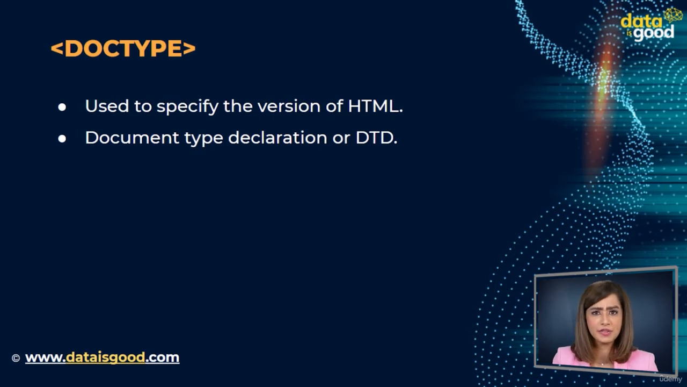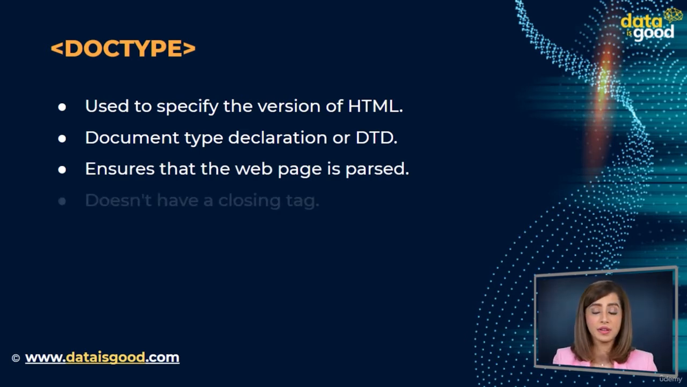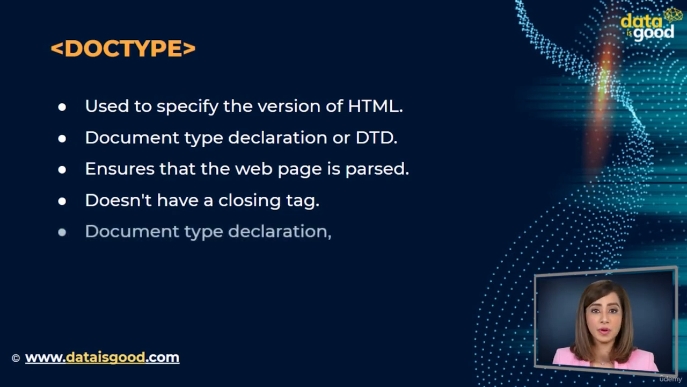The doctype declaration is an instruction to the web browser about what version of HTML the page is written in. It ensures that the web page is parsed the same way by different web browsers. Doctype doesn't have a closing tag. Before starting any HTML document, we must always start with the document type declaration. That is, doctype html.